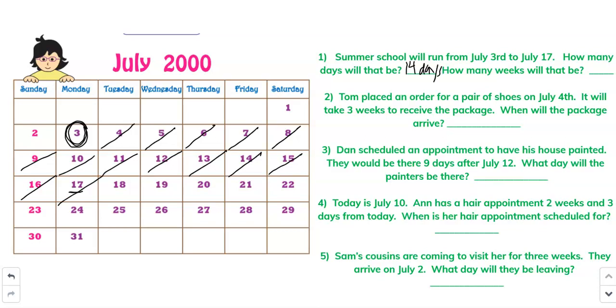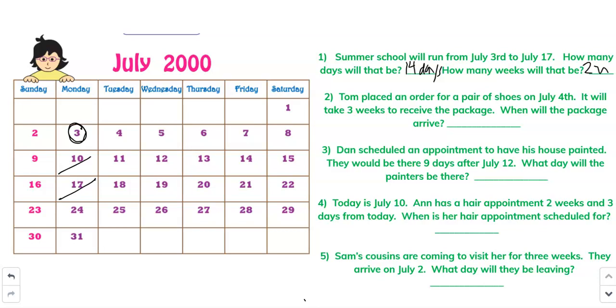Now the second question is asking us how many weeks will that be? So instead of counting across like we just did, this time we are going to count down because they're asking for weeks. So we'll still start on the third and we'll count that as 0, and we're going to count down for weeks. So 0, 1, 2. Okay, 2 weeks. I'm just going to put W for weeks.